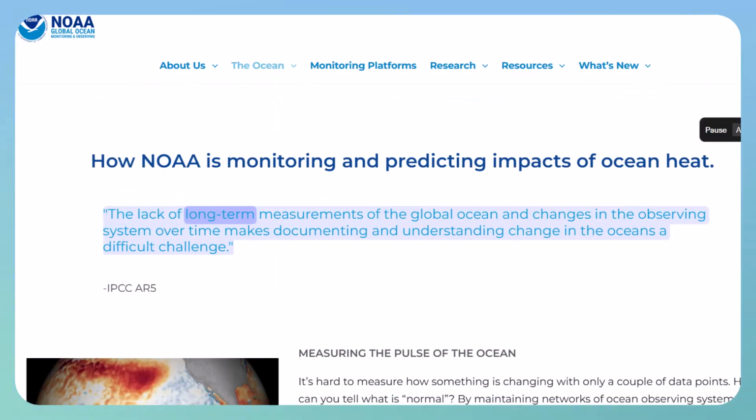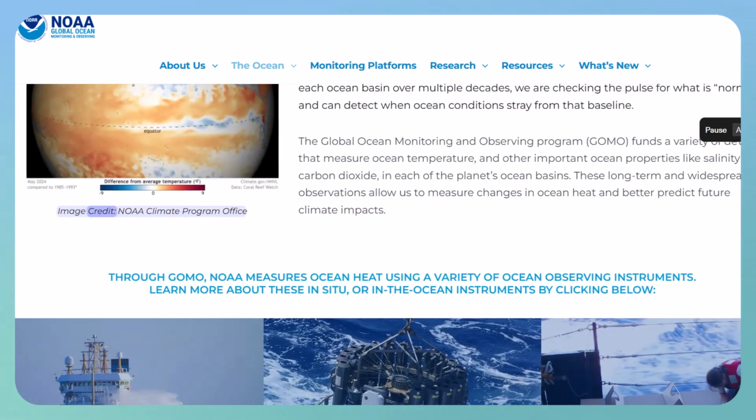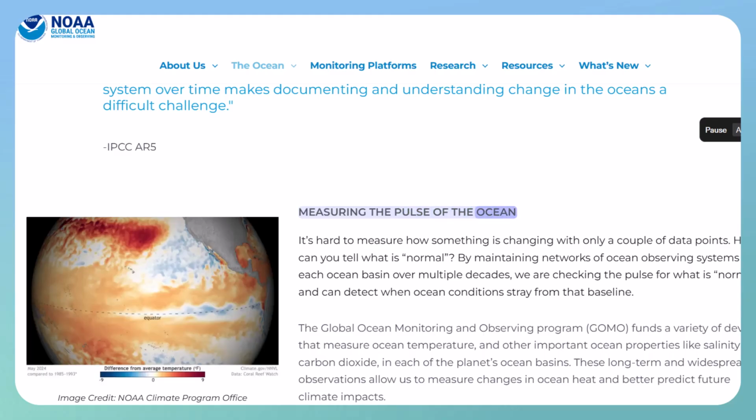The lack of long-term measurements of the global ocean and changes in the observing system over time makes documenting and understanding change in the oceans a difficult challenge. IPCC AR5. Image credit, NOAA Climate Program Office. Measuring the pulse of the ocean.